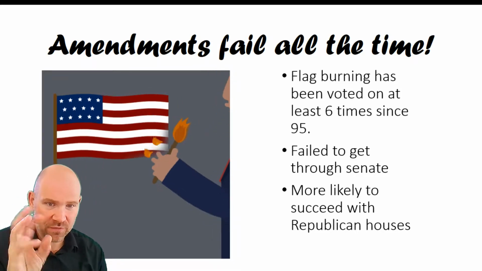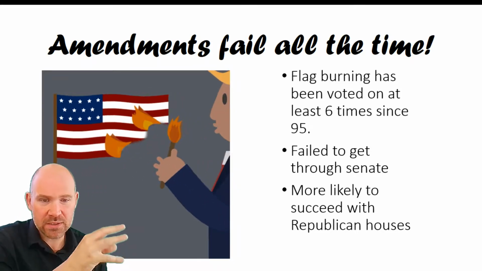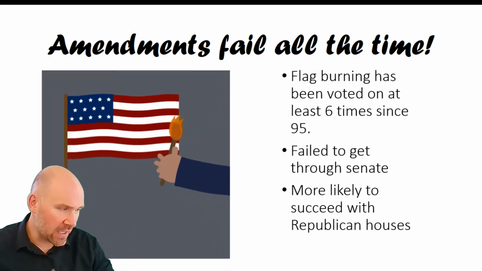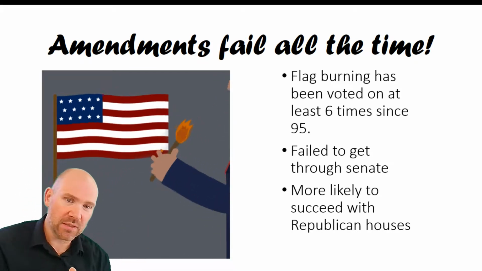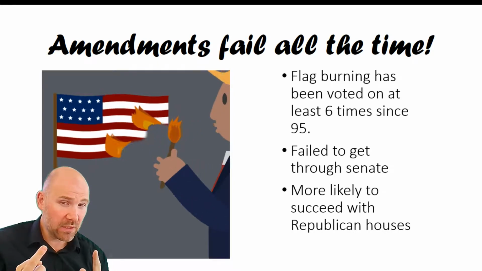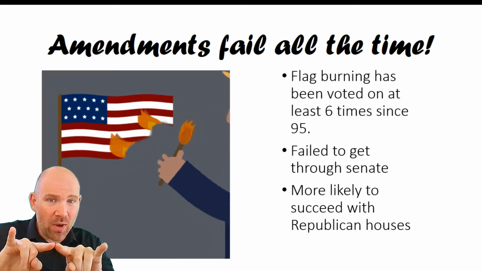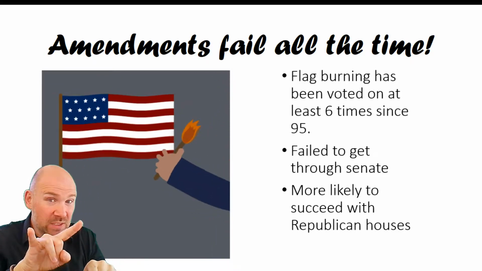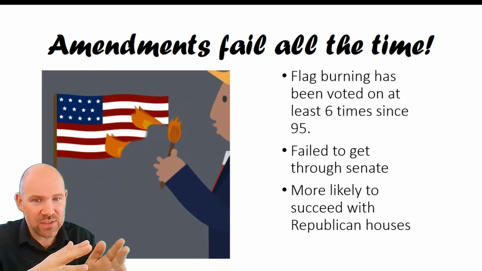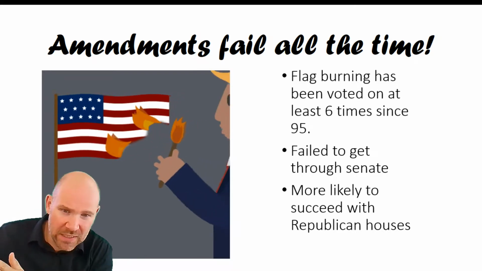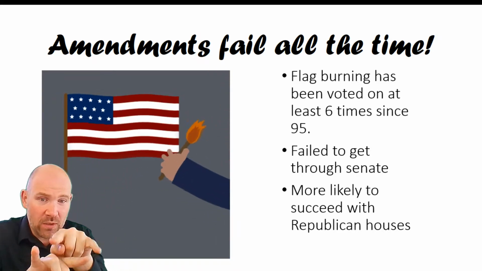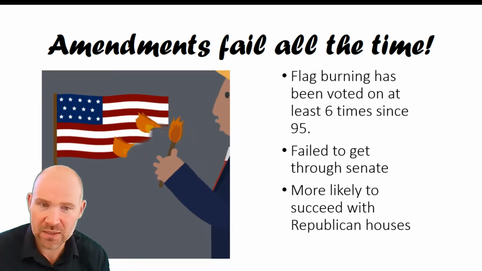And something like flag burning is more likely to succeed with a Republican House because of their views on tradition and nationality and national pride and things like that. So in order to get something through the houses, you're going to need bipartisanship. You're going to need the parties to work together, because the Republicans can't do it by themselves, unless for some reason you ended up with a House that was really shifted towards the Republicans or really shifted towards the Democrats. Normally you're going to need some bipartisanship to get this through.